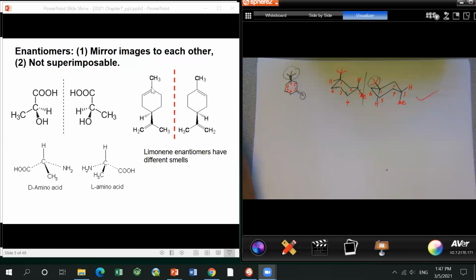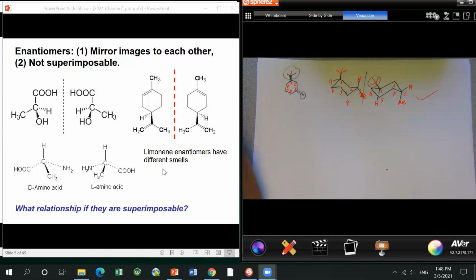Those 2 differ only at this carbon. This carbon has 4 different attachments, mirror imaging but non-superimposable. And this pair of enantiomers, our nose can sense them. Our nose can tell the difference by their smells, because our nose has a lot of enzymes, and enzymes are also chiral, so they can only bind one of the enantiomers. That's why we sense different smells.